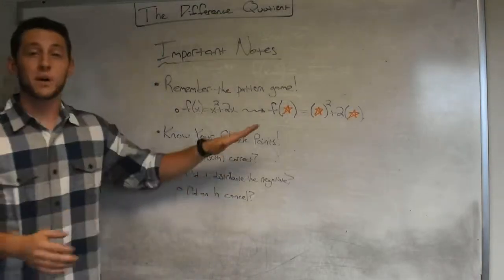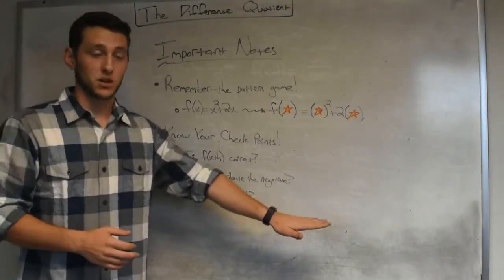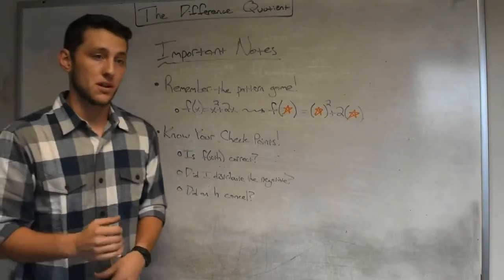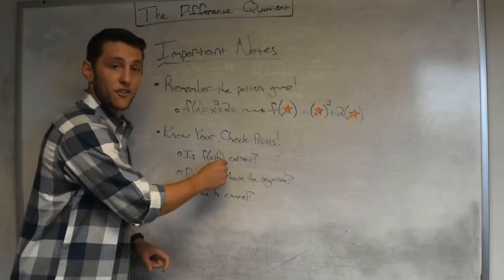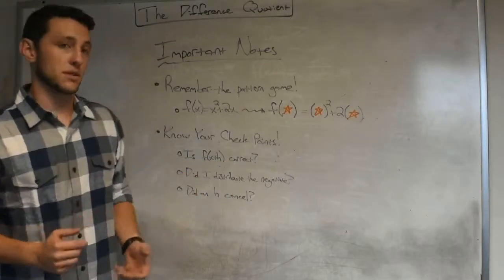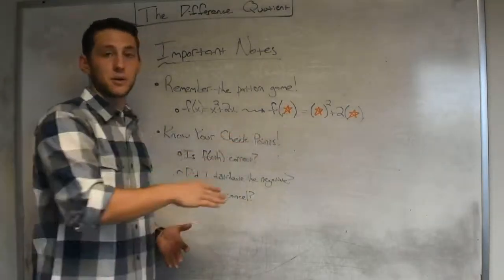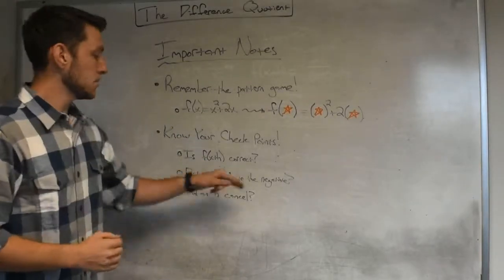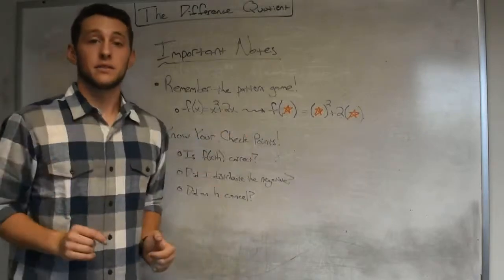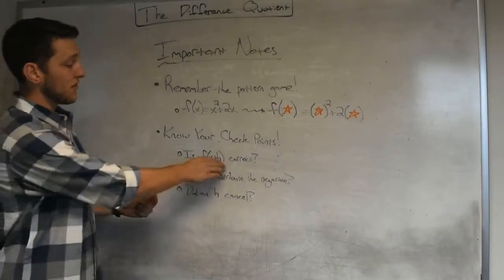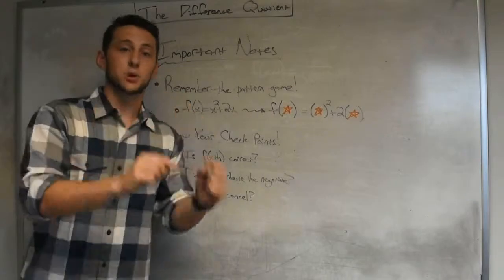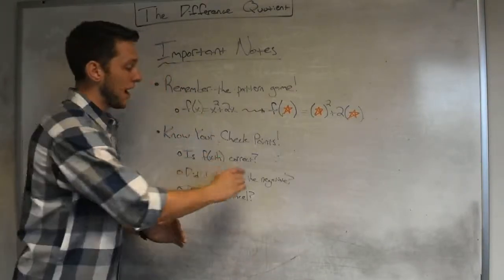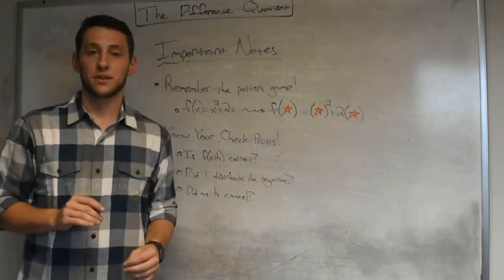Step 2, when we're actually simplifying the difference quotients, what we can do is know your checkpoints. So, what are your checkpoints? Checkpoint number 1, is f of x plus h correct? It's always worth it to double check that we actually played this pattern game correctly and plugged in x plus h in the correct manner. Checkpoint number 2, did I distribute the negative? As you remember, once we found f of x plus h, we had to subtract f of x from it. Remember that you're subtracting the whole function, so you will have a negative that will distribute for you.